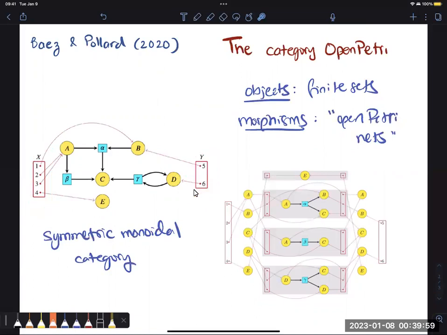We can view open Petri nets in a category, where the objects are finite sets, such as X and Y, and the morphisms are basically open Petri nets. We can glue and stack open Petri nets on top of each other, and in so doing, create what is known as a symmetric monoidal category.